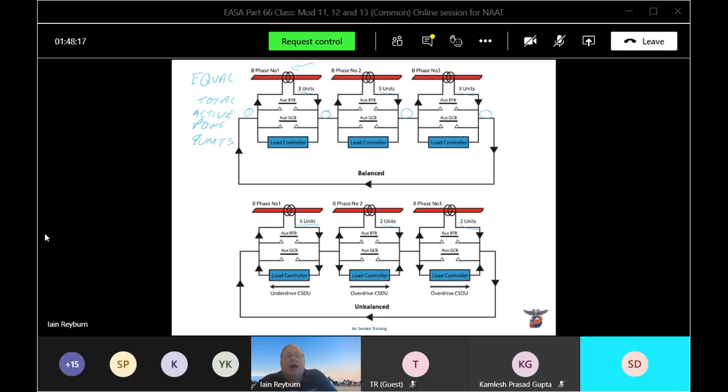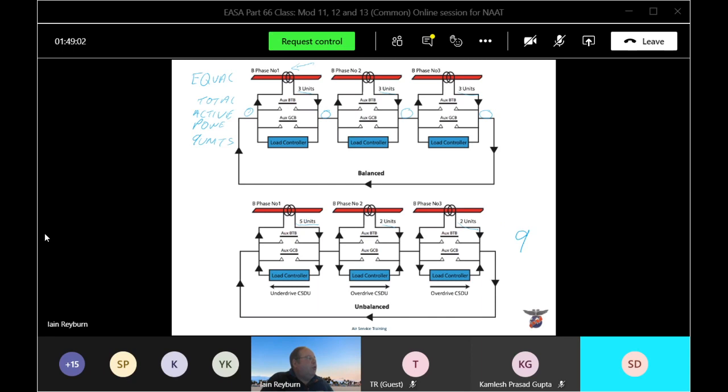If one of the phases has too little power, the load controller again senses it and will cause the magnetic trim to overdrive or increase the speed, or increase the torque, of the constant speed drive unit. So you're happy on the basic operation of the active load sharing loop. It's all sensed by this load controller. Okay, good. Yes. Right.